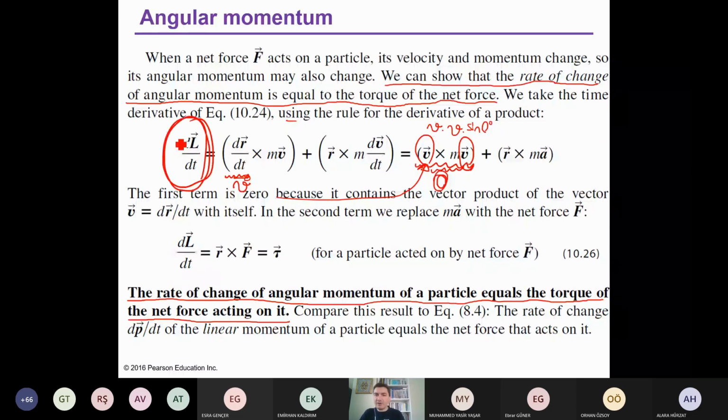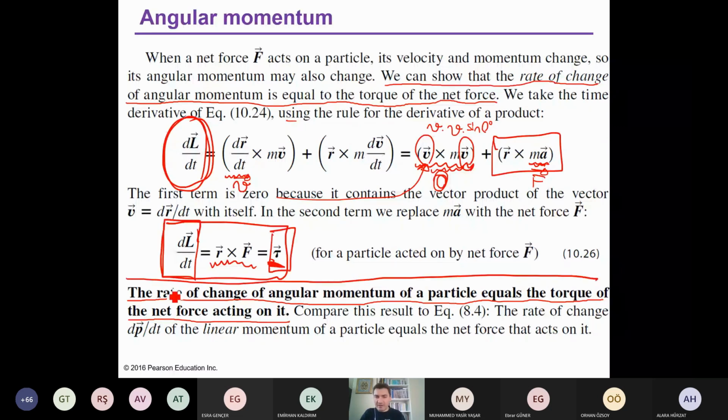Here we have ma. What is this ma? This is the force, right? Then I can write that the time derivative of the angular momentum is given by r times F. What is this? This is torque. Now I have a relation between the angular momentum and torque. So the rate of change of angular momentum of a particle equals the torque of the net force acting on it.